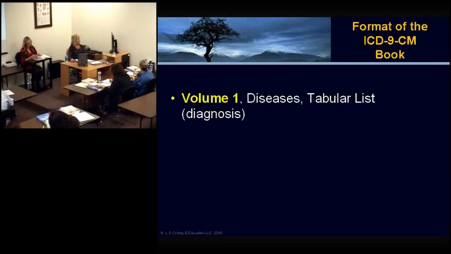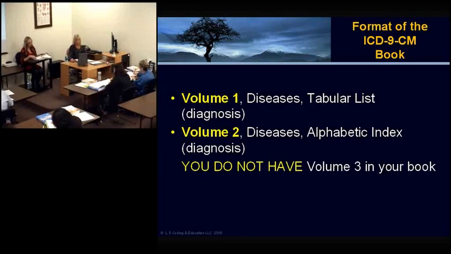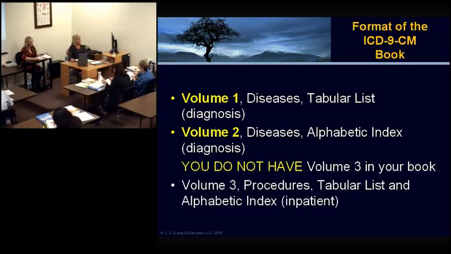So volume 1 is the tabular list. Volume 2 is the alphabetic index. And you don't have volume 3, but there is a volume 3, and that's used for inpatient coding. So all we need to be concerned about is volume 1 and volume 2. So if I say to you, go to volume 1 and look this code up, and I give you the code, you would go to the back of the book in the tabular and look it up. You should be looking everything up in the index first and then going to the tabular and verifying the code.